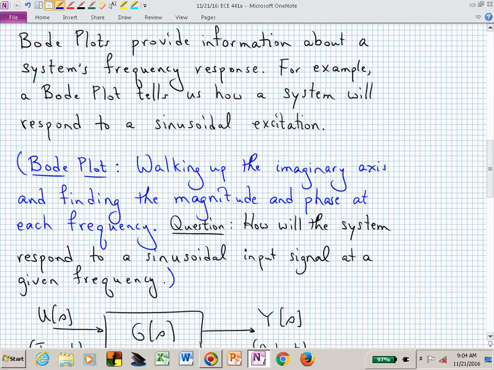You go up to omega equal 0.2, and you take magnitude and phase. And you're sketching that as a function of frequency. Two different curves, the magnitude curve and the phase curve. And that tells you how your system will behave for certain sinusoids.